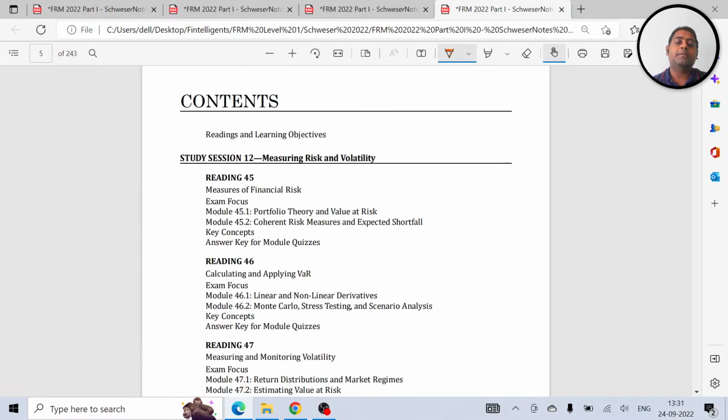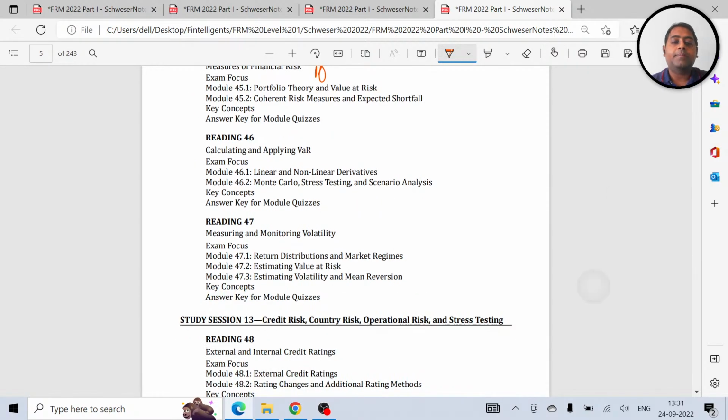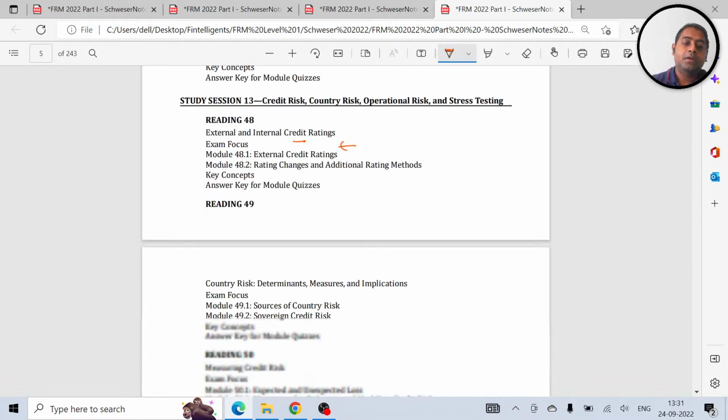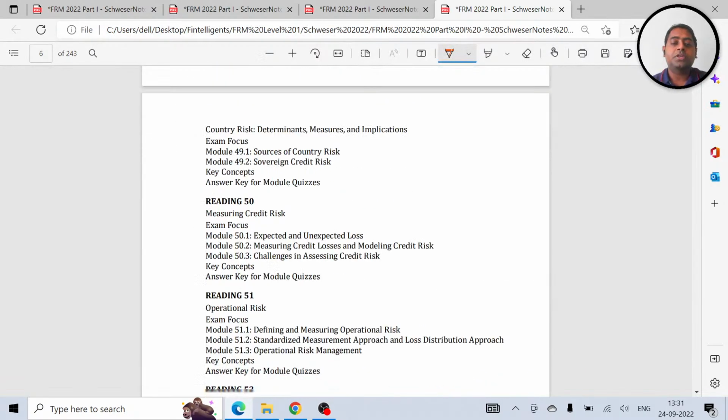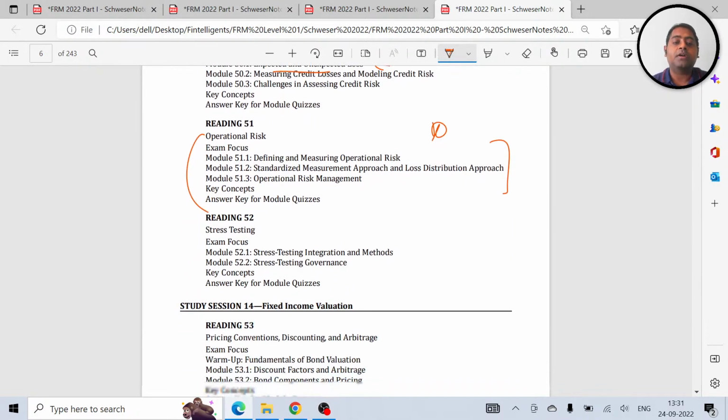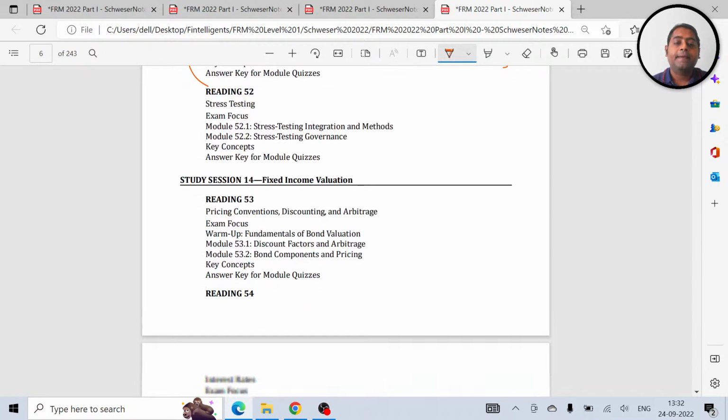At an overall level, measure of financial risk is an important chapter. Calculating and applying VAR. There are a few sections which are important. I will highlight it. External, internal, there is one sum which is generally tested. Country risk, measuring expected and unexpected loss over here is important. Operation risk has been tested in the past two exams. I've heard about it. So please make sure that you are comfortable with this part.